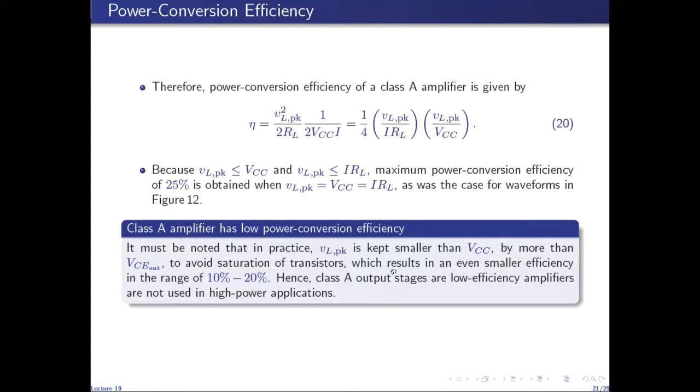So this results in an even smaller efficiency of about 10 to 20% for the class A amplifiers. So class A output stages are low power conversion efficiency amplifiers, which is why they are not used in high power applications.